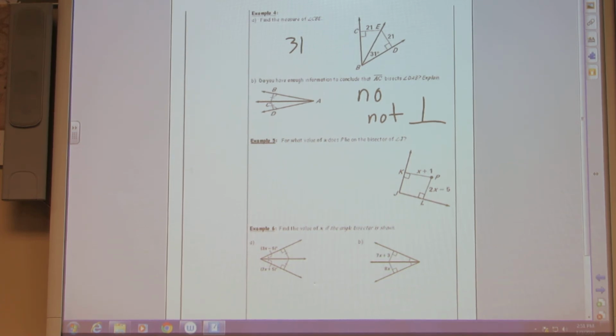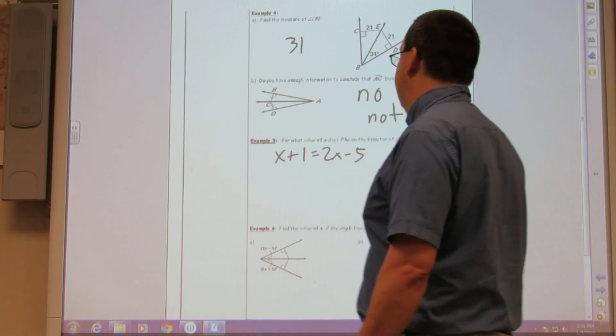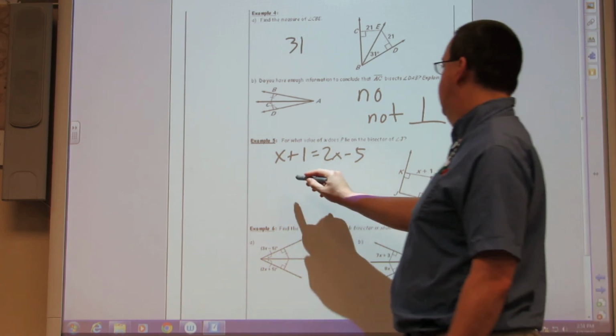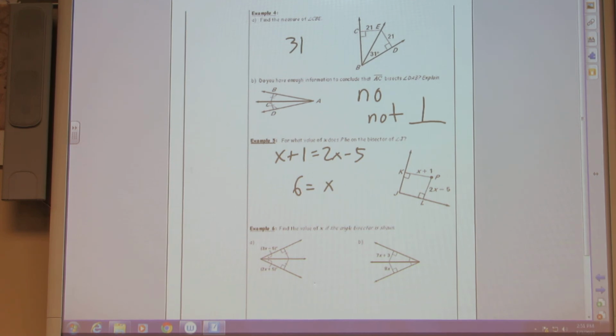Example 5, 6, and actually 6A and B are all similar in concept. They're looking at the angle bisector, and I'm seeing things that are equal. Watch what they're asking for. I could ask you for a side length or an angle size. All three of these ask what x is. So all I do is set my equation up. So x plus 1 equals 2x minus 5. Solve that, x is equal to 6.